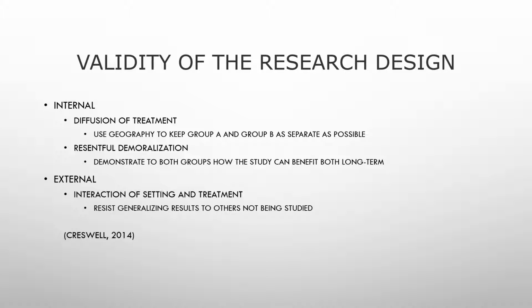On the topic of validity, there are both internal and external concerns, and internal threats to validity are the diffusion of treatment, and to guard against that, we're going to keep Group A and B as separate as possible. Group A will be the eastern side of the county, Group B the western side of the county, and there can be crossover, but we have ways to deal with that, as mentioned before.